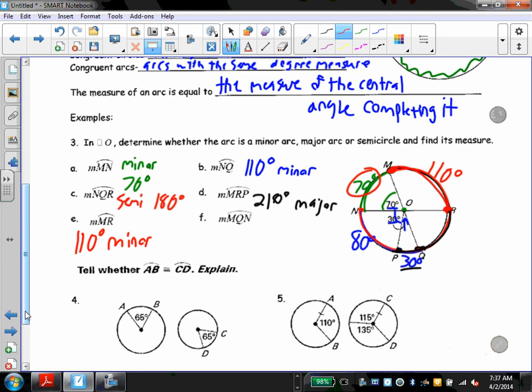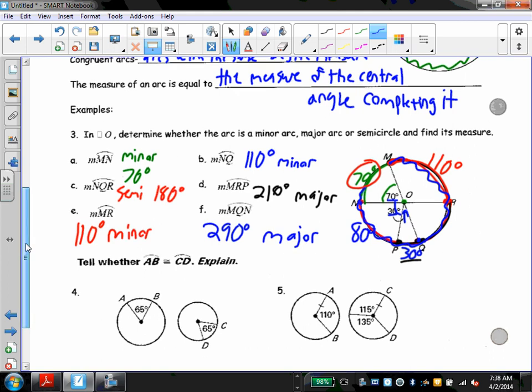Lastly, we have MQN. So that has us start at M, go to Q, and finish at N. You'll notice that that's including almost the entire circle, everything except for NM. There are 360 degrees in a whole circle, two semicircles put together. 360 minus 70 is 290, and that's going to be the angle measure here. That is a major arc, given that it is over 180 degrees.